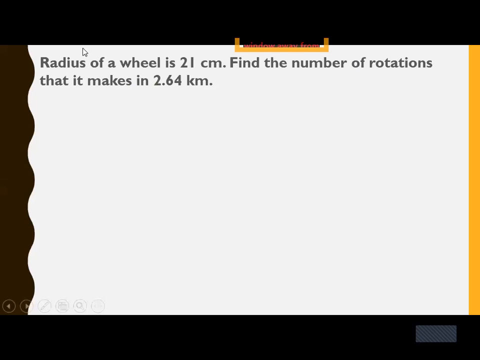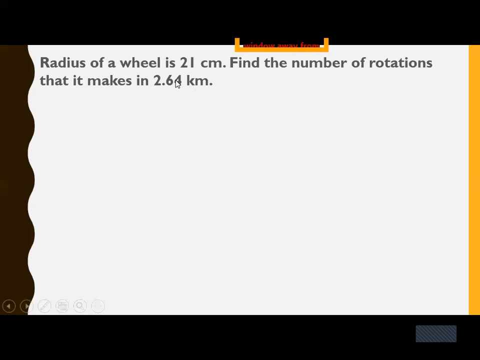Now let's start the word problem. Exercise 15.1, question on page 187. The radius of the wheel is 21 centimeters. Find the number of rotations that it makes in 2.64 kilometers.